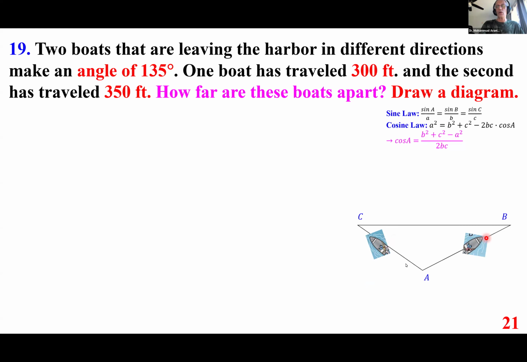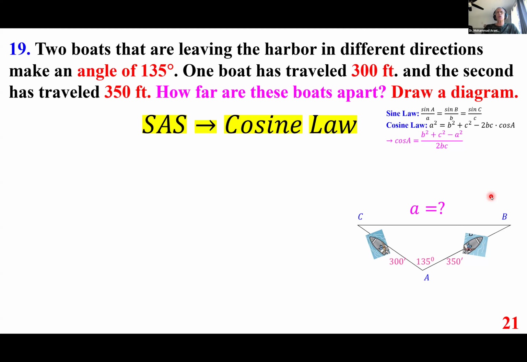We're going to call them ABC. They make a 135 degree angle in between, and one of them is going about 300 feet, the other one is 350 feet. Okay, so that's the setup. So the question is, what is the distance BC? We call it A. So we're going to use the cosine law.